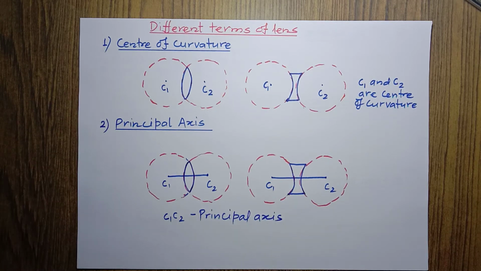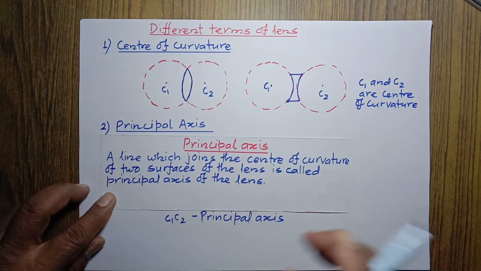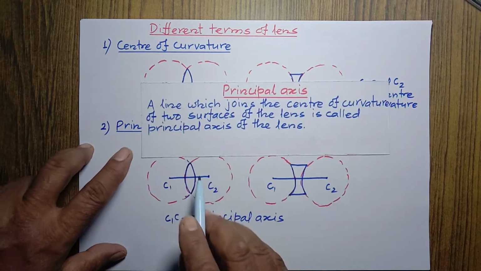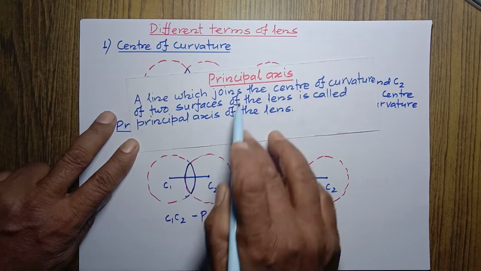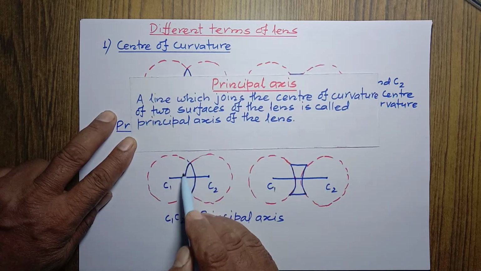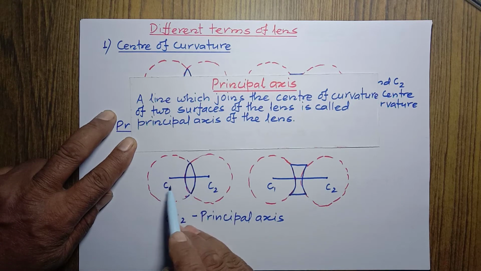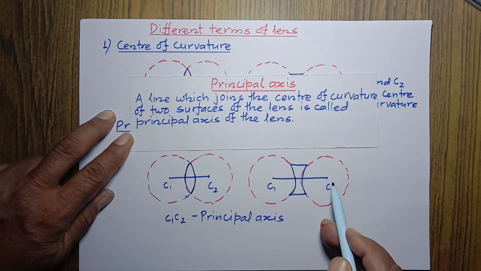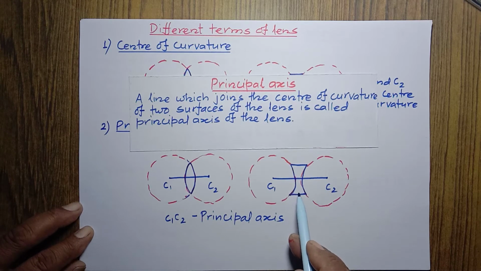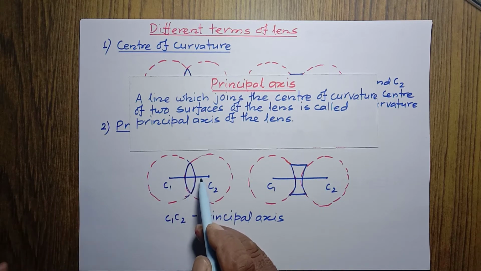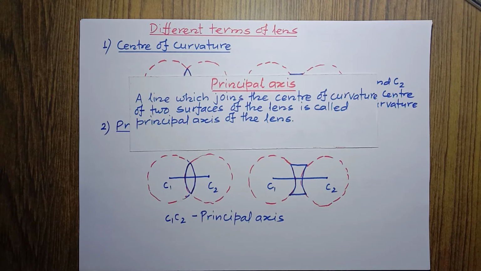Now, how can we define this principal axis? We can define principal axis this way. A line which joins the centers of curvature of two surfaces of the lens is called the principal axis of the lens. These are the lines which join the centers of curvature of two surfaces of the lens. This way we can define principal axis.